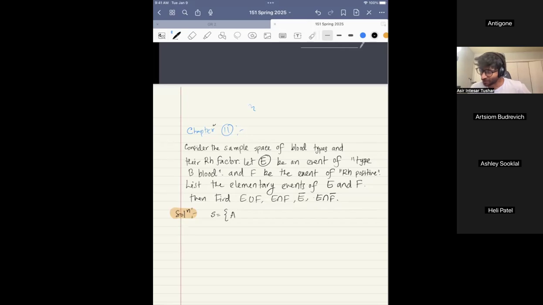Exactly. So for the people who don't know, if we have a problem like this where we are talking about blood types and RH factor, the sample space would be A positive, A negative, then B positive, B negative, then AB positive, AB negative, then O positive, O negative. So that should be the whole sample space. And thank you. Now E is an event which only has blood type B, right? So E is B positive and B negative.